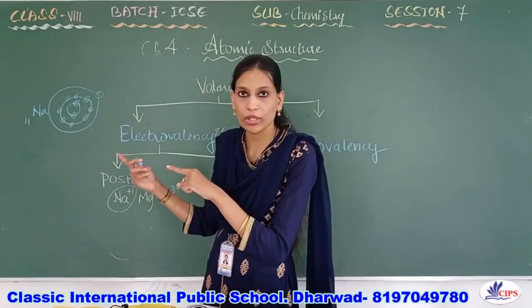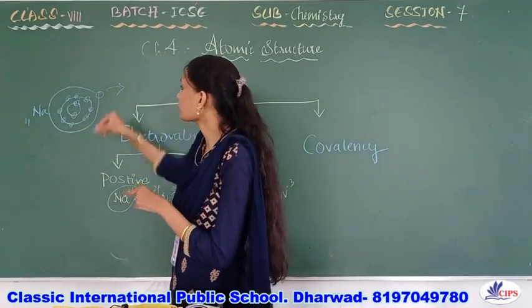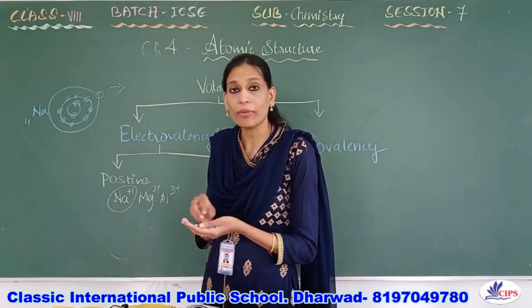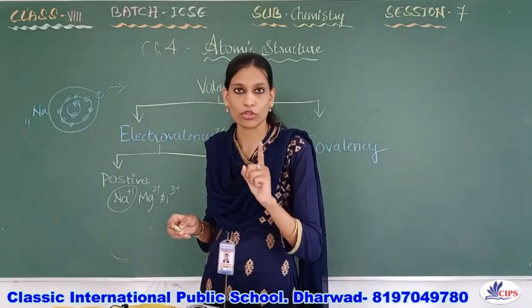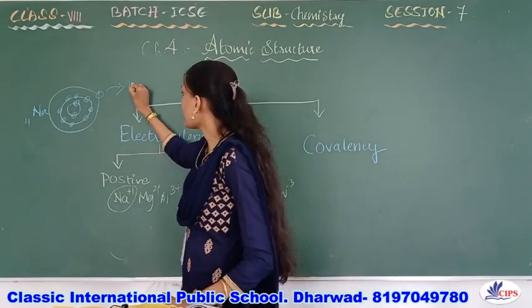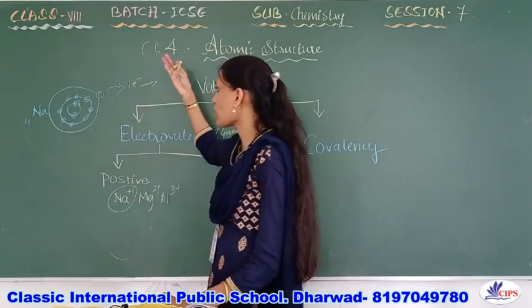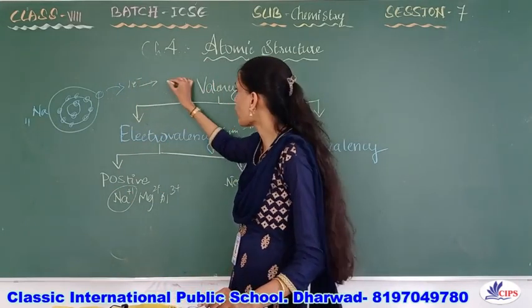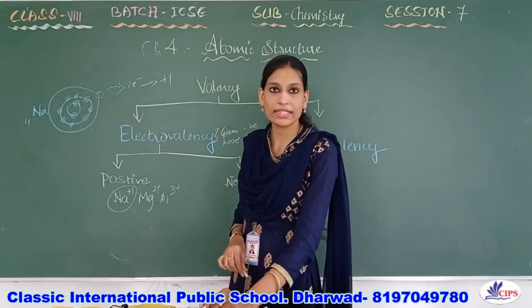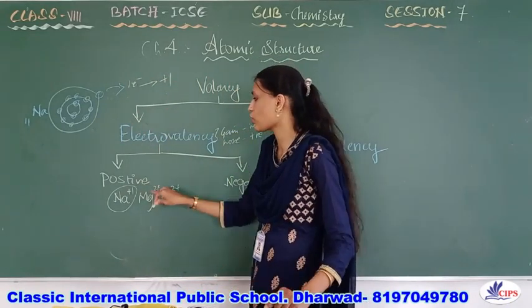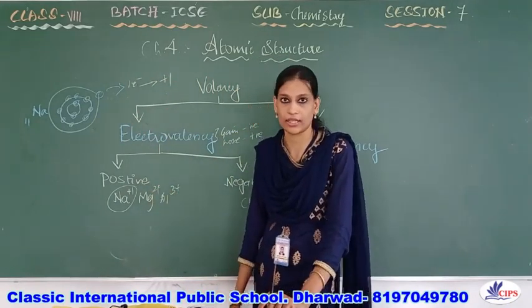Therefore, what will this sodium do? This sodium will lose that 1 electron. How many electrons has it lost? 1 electron has been lost. There comes a charge on it and the valency is what? Plus 1. Valency is plus 1. That is what we call positive electrovalency.